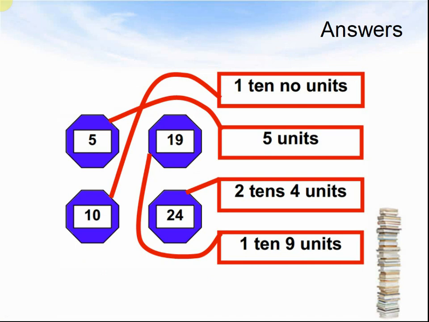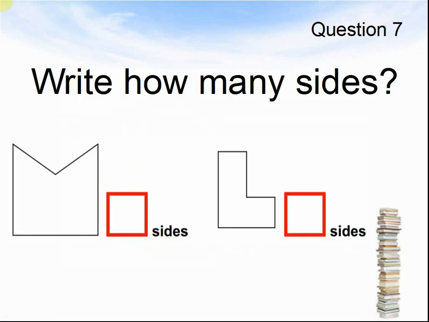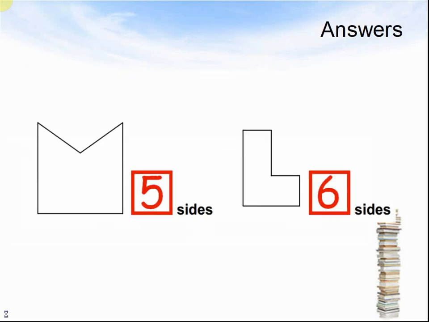Let's look at the next question. Question 7. Write how many sides. Look at the 2 shapes and count their sides. How many sides do they each have? Pause the video until you're ready to see the answer. Here comes the answer. The answer is this. 5 and 6.